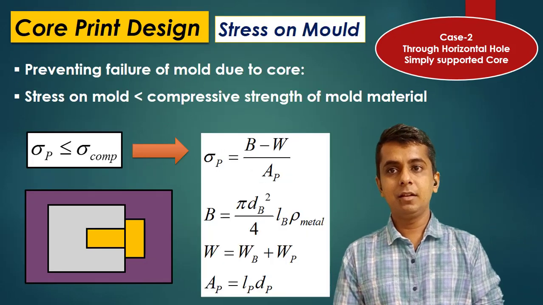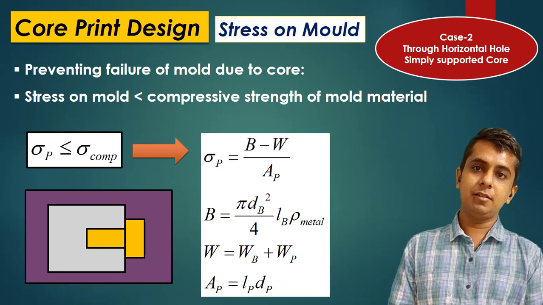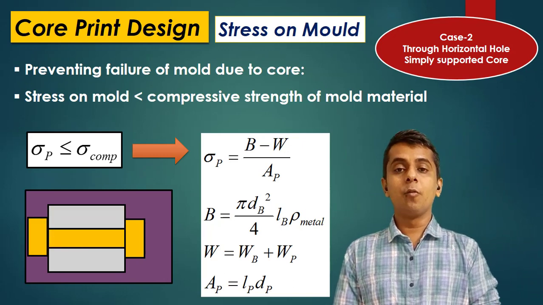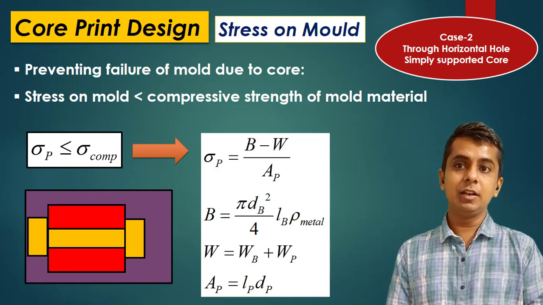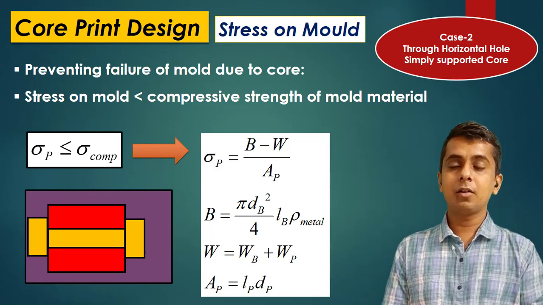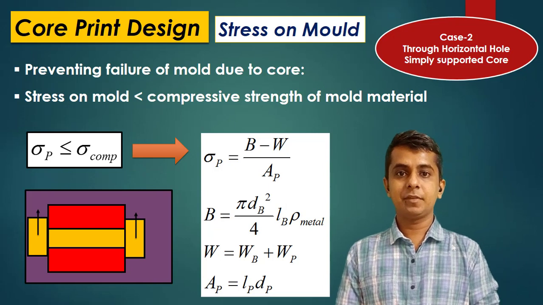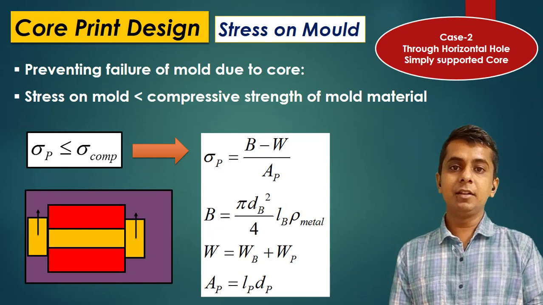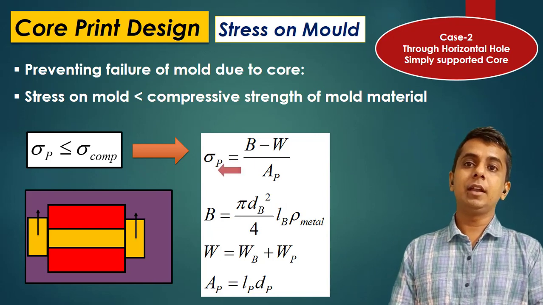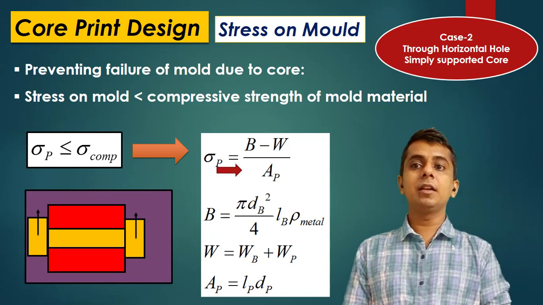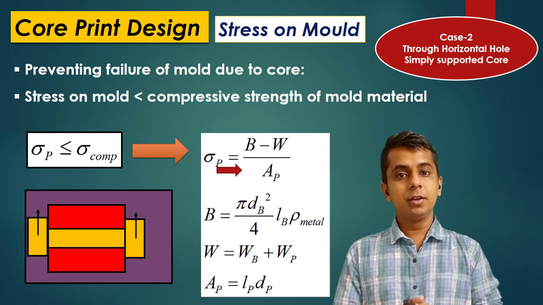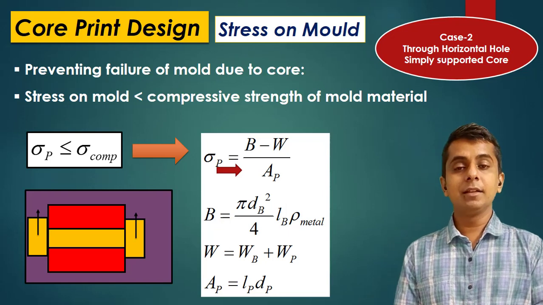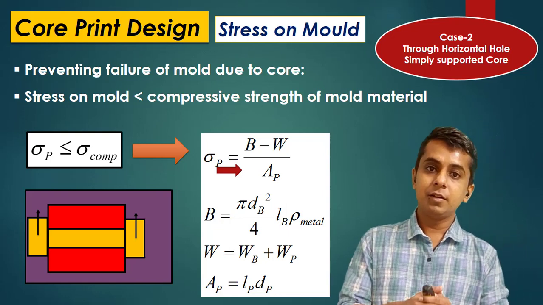Then the next, for the same horizontal through hole, what will be the change in stress on a mold? Here the only change needed is in the projected area. Instead of a single print for the through hole, you are using 2 prints. You have to multiply the projected area by 2.